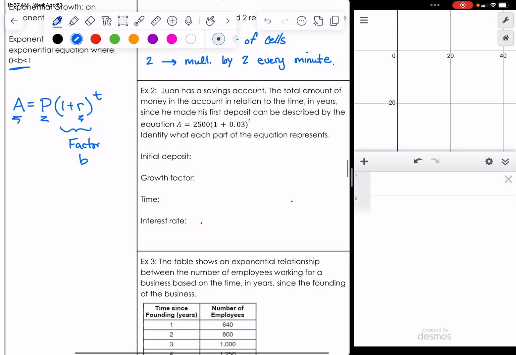So our initial deposit is going to be this value out front. So we started with $2,500 initially. The growth factor is the total inside, what we're multiplying by each time, which would be 1.03. The time is represented by the variable t, and it's every year. So this increases by 1 every year. And then our interest rate is just the r value on the inside, which would be 0.03, which as a percentage would be 3%. So in example 1 and example 2, we're just identifying parts of the different equations that we can have for exponential functions.